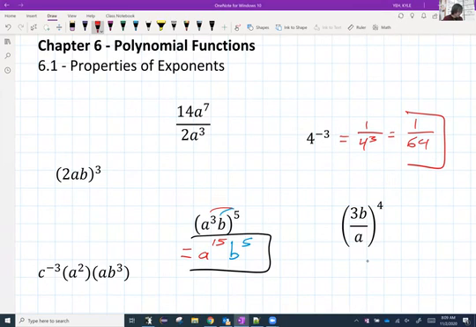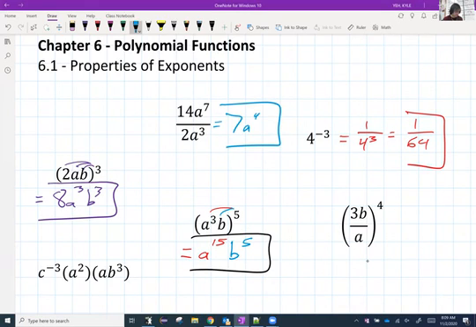Let's go left and say, what is 2ab cubed? 2 cubed is 8. A cubed is a cubed. B cubed is b cubed. We'll go up and say 14a to the 7th over 2a cubed. First, we'll divide the numbers. 14 divided by 2 is just 7. And now let's use our dividing exponents rule. A to the 7th divided by a cubed, we subtract those exponents, top minus bottom. A to the 4th. 7a to the 4th.